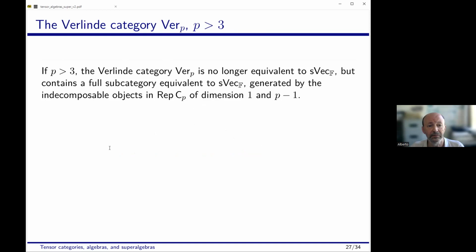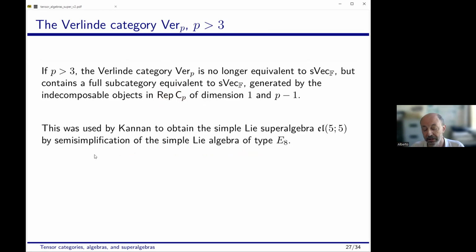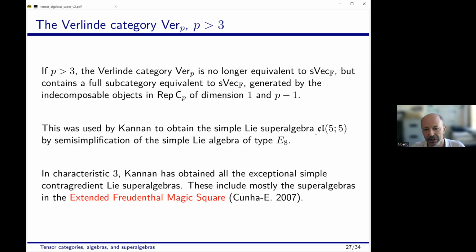And in characteristic greater than 3, the Berlinde category is not isomorphic to the semi-simplification of the category of representations, but this category contains a full subcategory which is equivalent. And Arun can use it also in characteristic 5 to obtain, in particular, some nice simple Lie superalgebra that is specific to characteristic 5 and which is related to Katz's 10-dimensional Jordan superalgebra in characteristic 5. And in this way, everything.